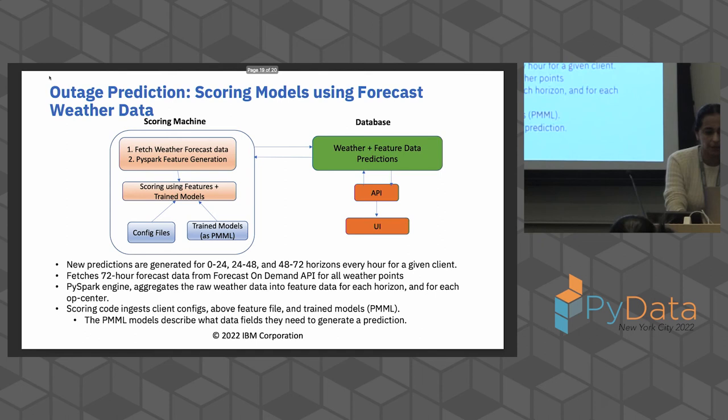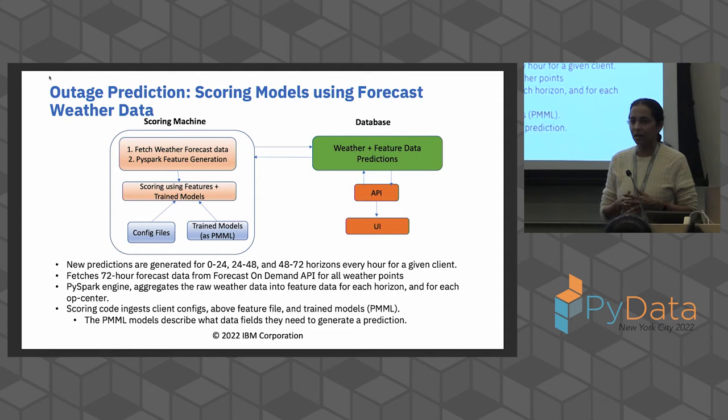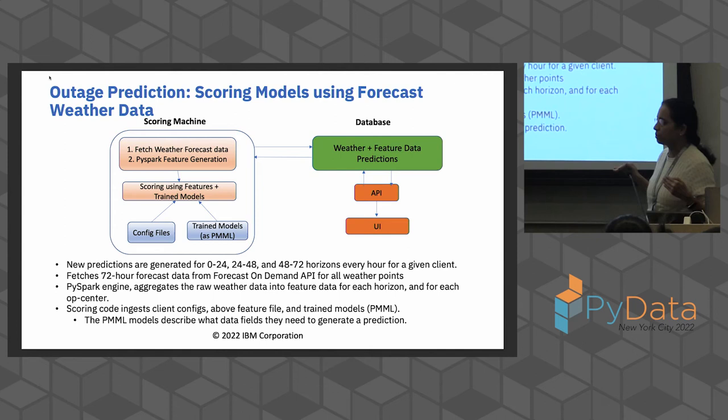I just want to spend a minute or two on the scoring itself. Many people are scoring, but I want to highlight a few points when it comes to scoring weather-based models, which many of you may have done already. In the scoring machine, we pick up the weather forecast data, which is itself a prediction. We use our own APIs to get it and push it through the same PySpark feature generation code, because we need a proper match of features.